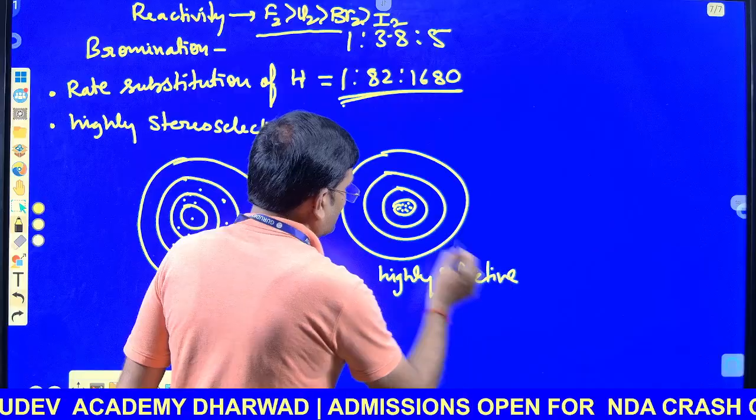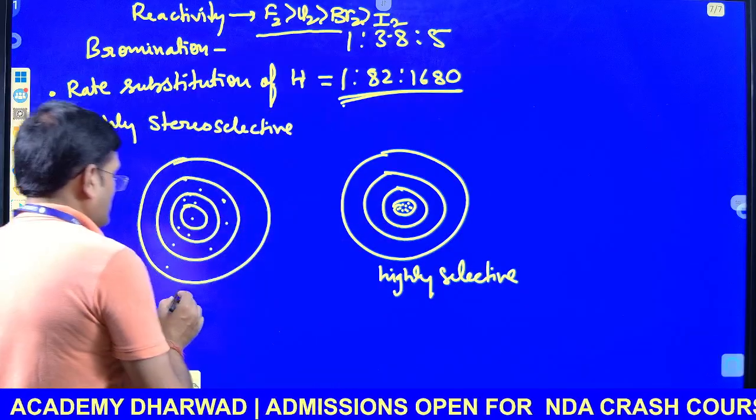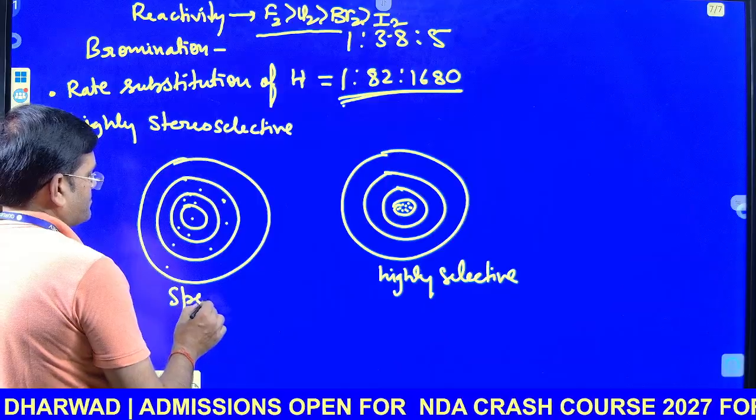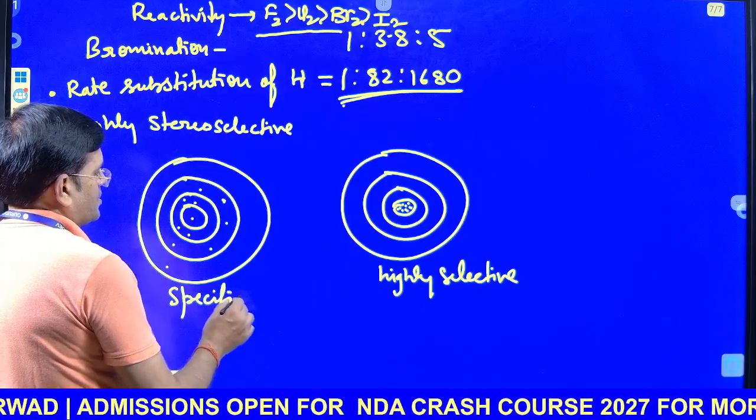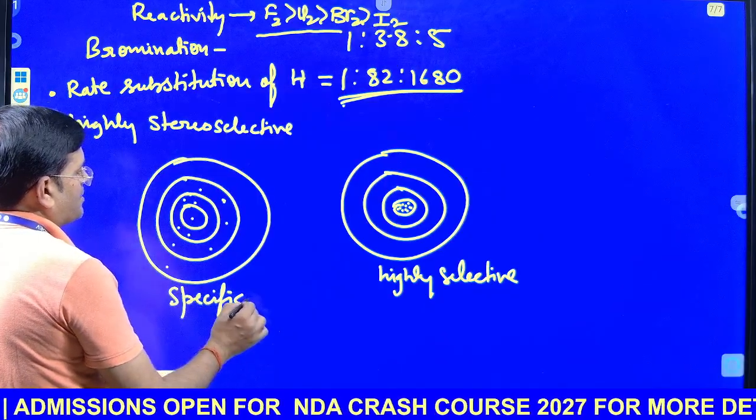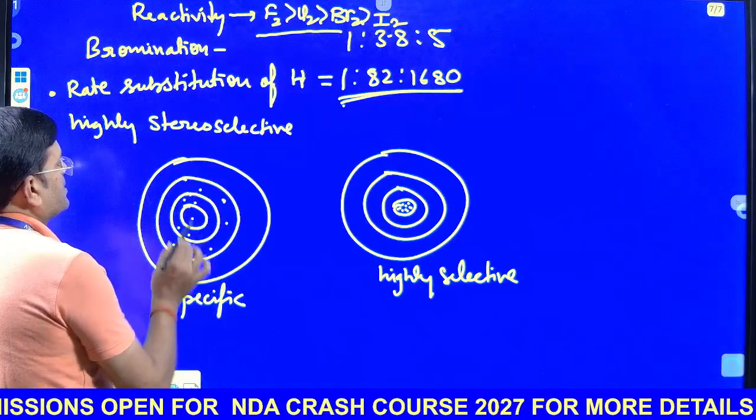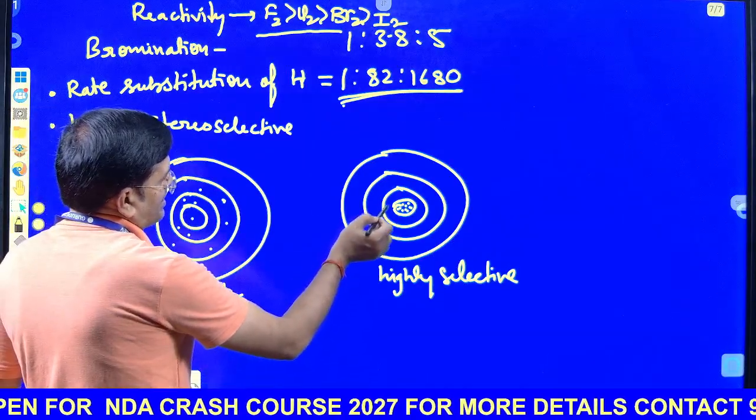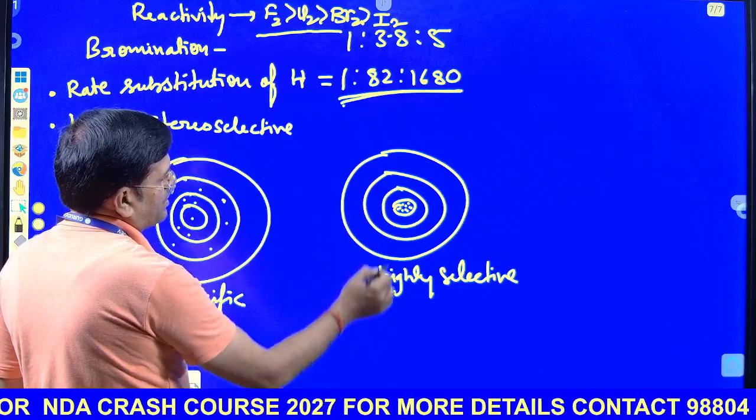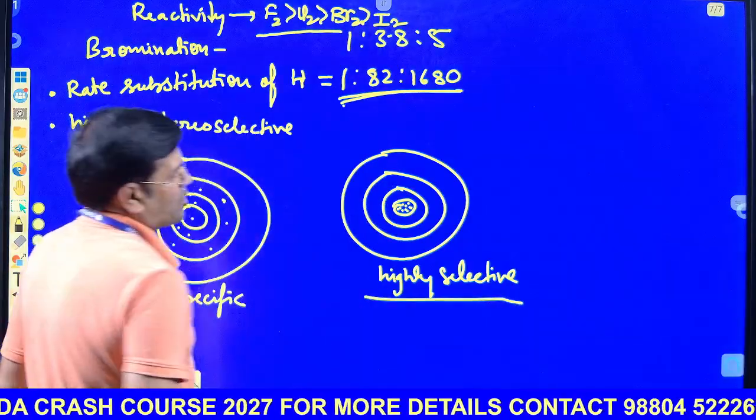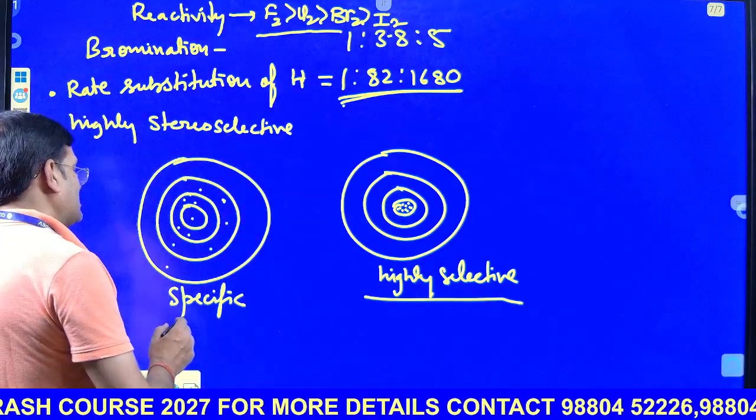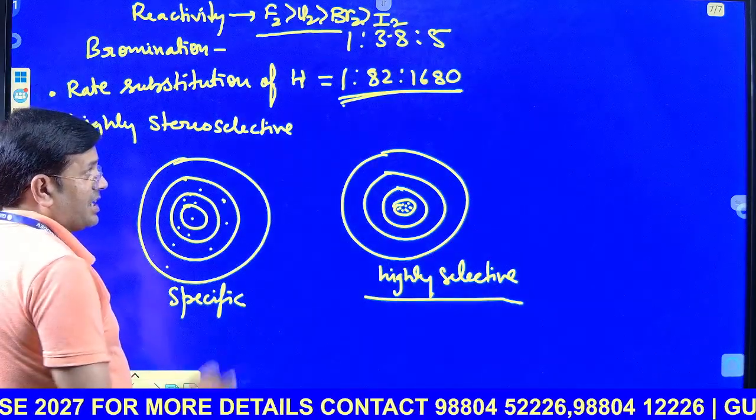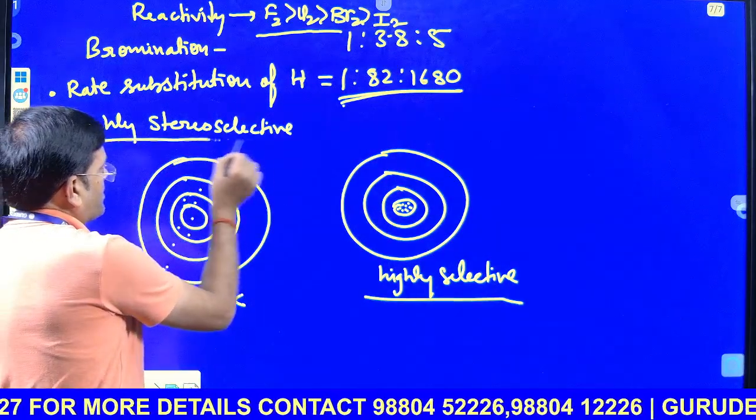It can see only its target here, but this is what is specific. So in this case you get more than one product. See, several circles you aimed at, but in this only the center circle is aimed at. So this sort of reaction is called highly selective, while this is highly stereospecific. Getting? Actually, this is the meaning of this one.